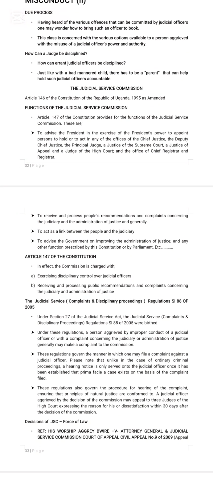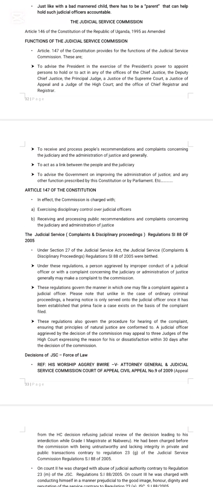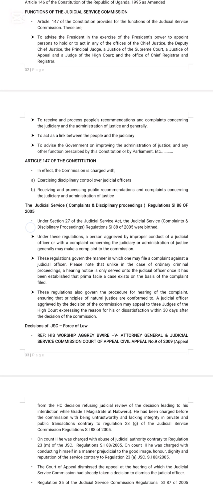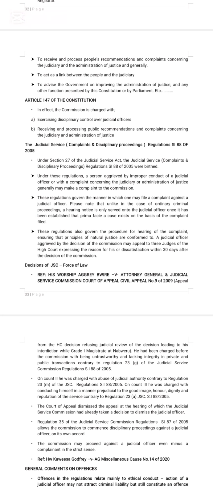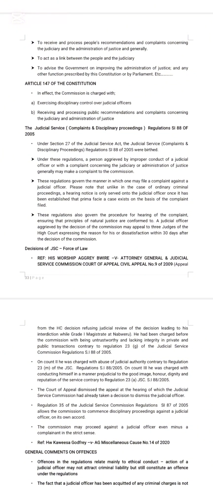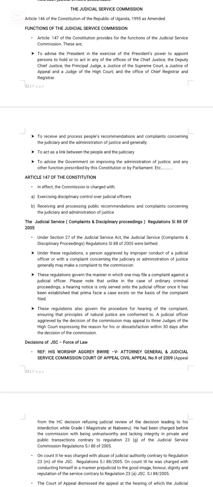The functions are under Article 147 of the Constitution, which provides for the functions of the Judicial Service Commission: to advise the President in the exercise of the powers to appoint judicial officers, to receive and process people's recommendations and complaints, to act as a link between the people and the judiciary, and to advise the government on improving the administration of justice. Remember, we also have the Administration of Justice Act.